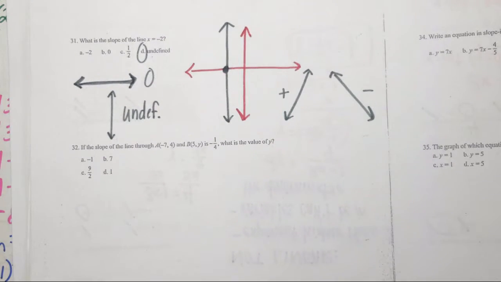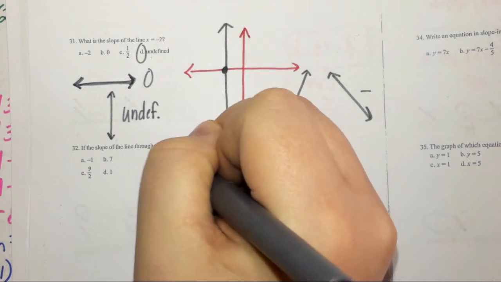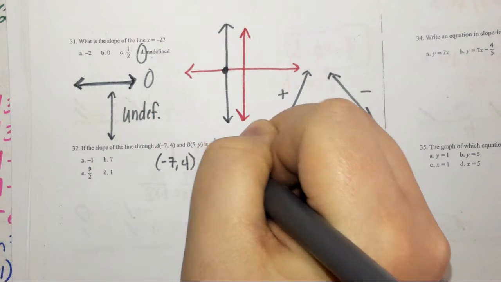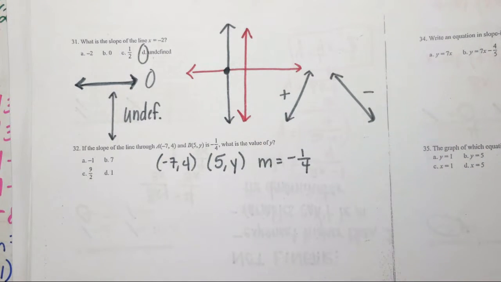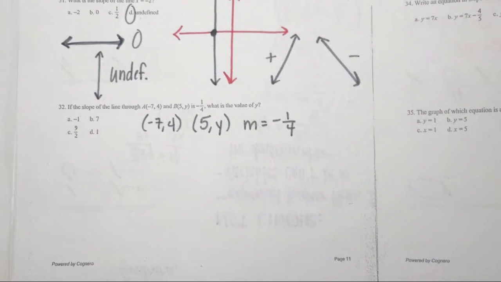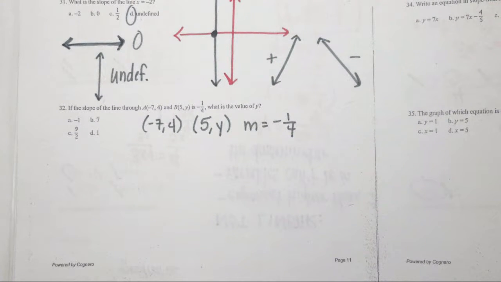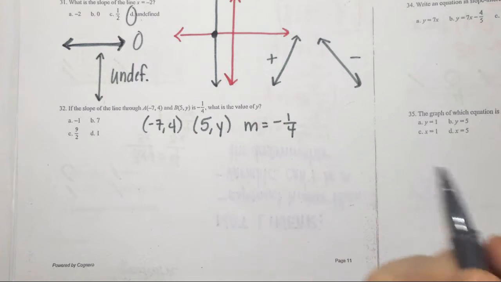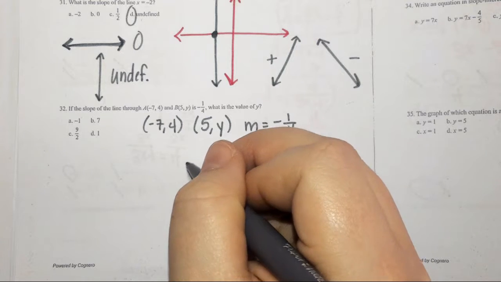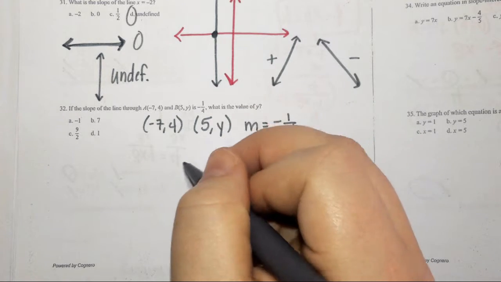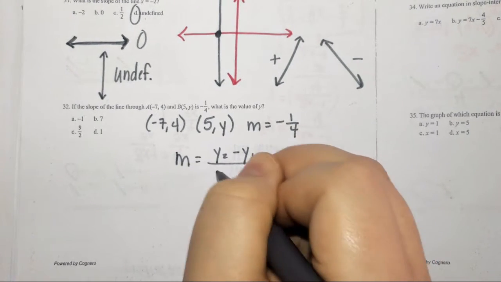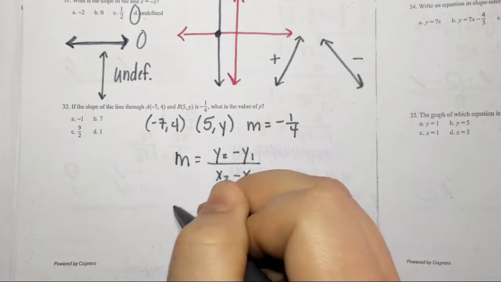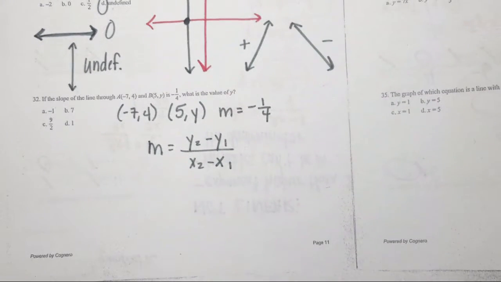32, they tell us 2 points, negative 7, 4, and 5, y. They tell us the slope is negative 1/4. They ask us to find the value of y. I know 2 ways to handle this. We could just use slope, you don't even have the point-slope form. So the slope formula was y2 minus y1 over x2 minus x1. I'm a formula person, so this is probably the way I would go.